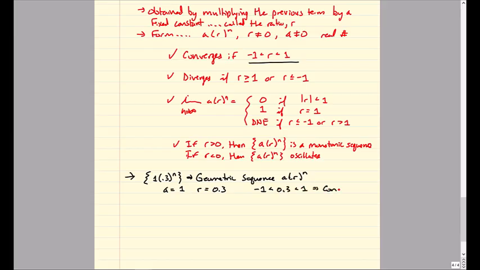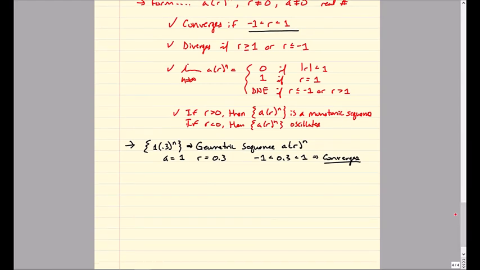Therefore, it converges. Now, another thing that we could look at here is the absolute value of that. So the absolute value of 0.3 is just 0.3, of course, which is less than 1. And so that follows up here.